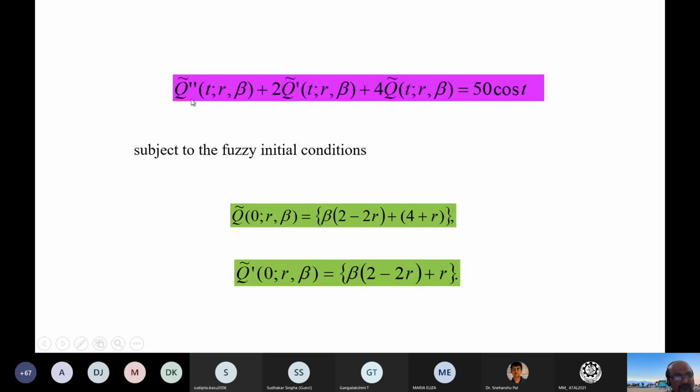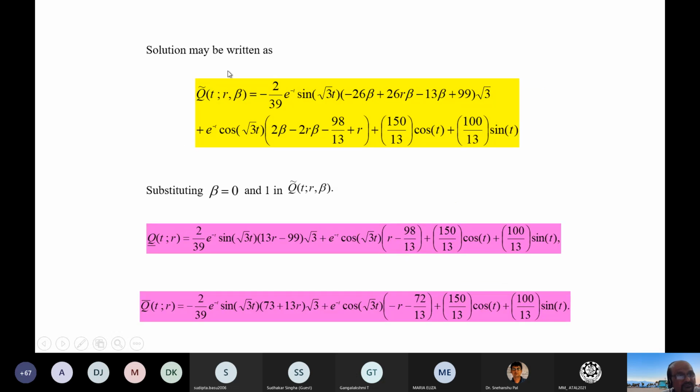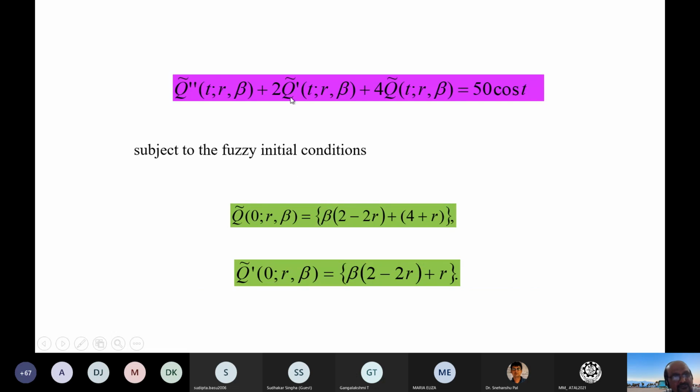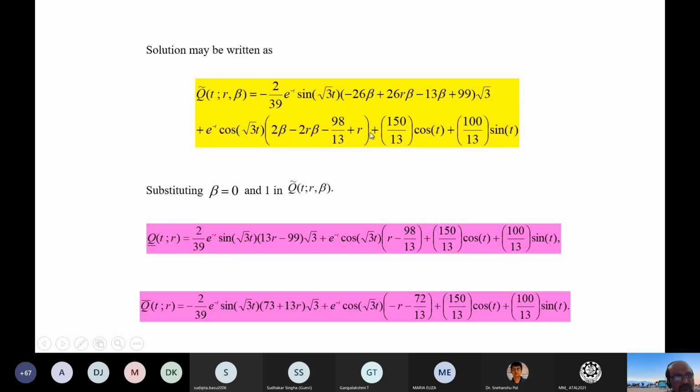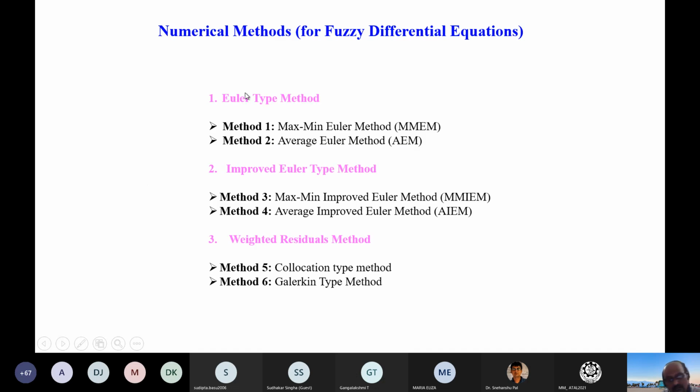So using (t, R, beta), this is the equation, subject to the fuzzy initial condition I already defined. So this solution can be written directly because it's a very simple equation. I can solve it by hand also. So I will have this R, beta form. Now substituting beta equal to 0 and 1, you will have this in terms of R-cut. So Q lower and Q upper, put different values of R, and you will get the fuzzy solution. Now this was the analytical solution.